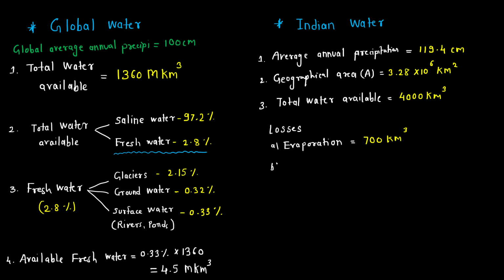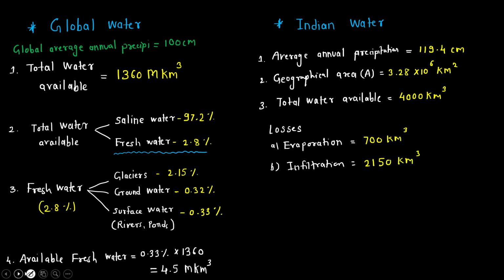Then the second and the most important loss is infiltration. That is, the water is getting inside the soil, or we can say inside the earth. So this loss is 2150 kilometer cube.